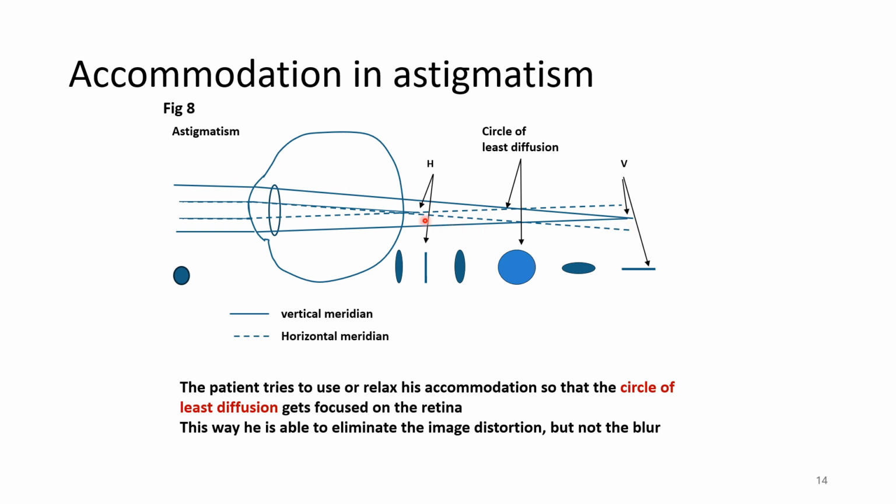Now there is a plane where both the meridians are equally distorted or away from the focus, and this is called the circle of least diffusion. The patient prefers to see a blurred image rather than a distorted image, and therefore he uses or relaxes his accommodation so as to get this plane of circle of least diffusion focused on the retina.